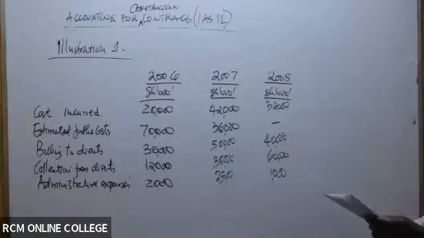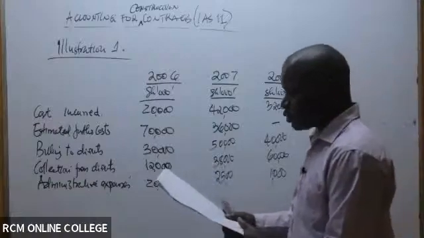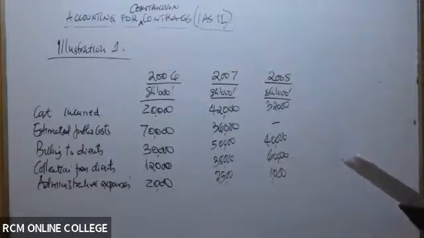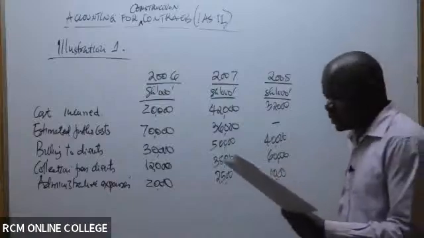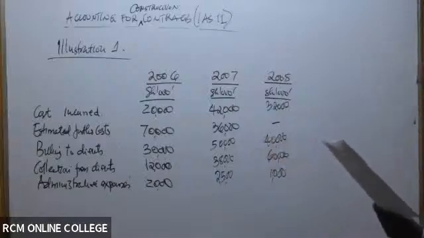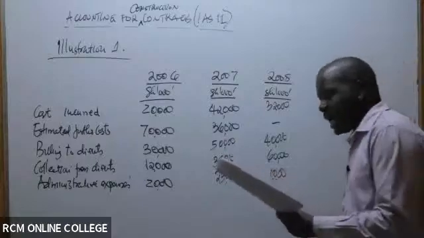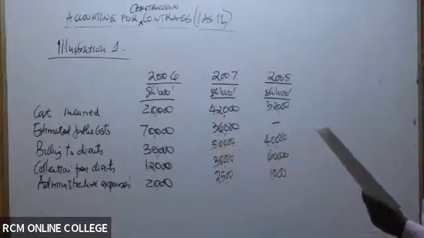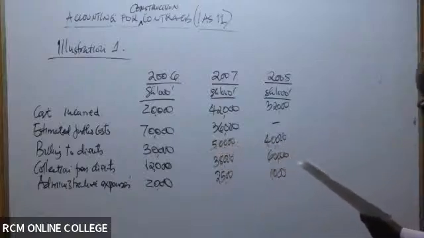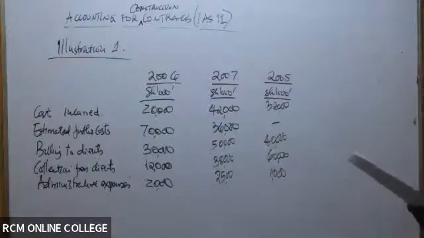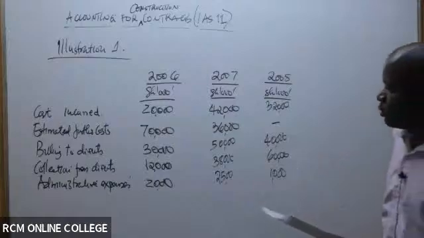So I had said the first statement before we went to the table. Jenga Construction Limited was awarded a contract on 1st of January 2006. The contract price was fixed at 120 million and the estimated total cost of the contract was 105 million. The following information relates to the contract for the 3 years from 1st of January 2006 to 31st of December 2008. Then we had the table.